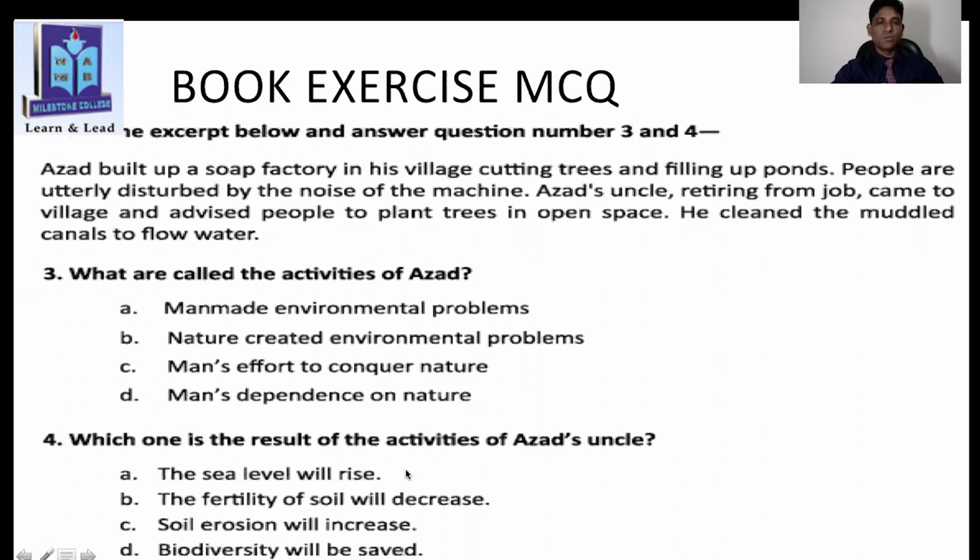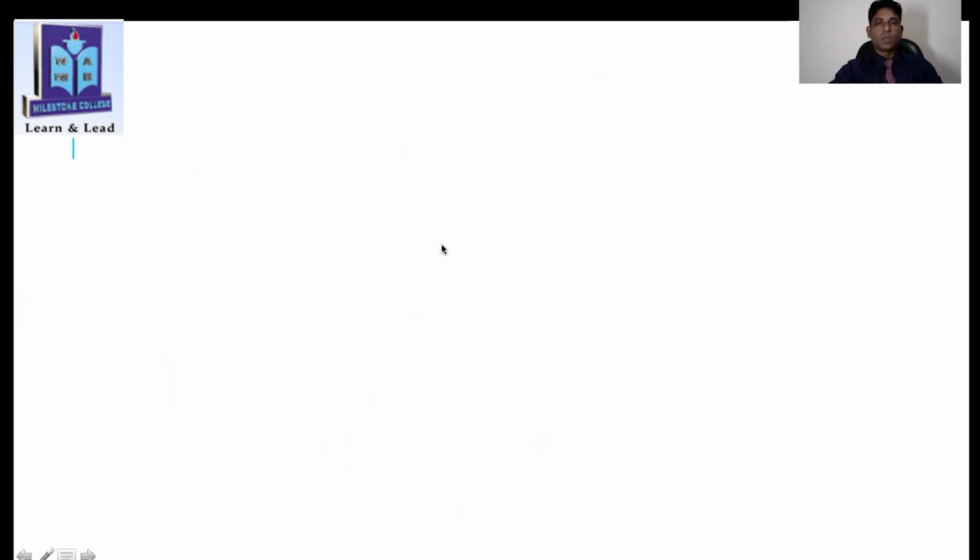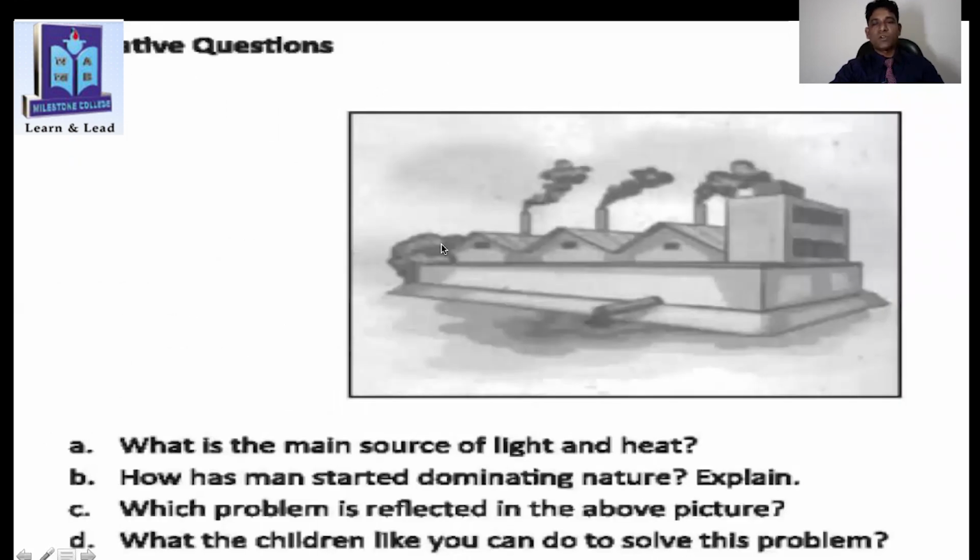The sea level will rise, the fertility of soil will decrease, soil erosion will increase, biodiversity will be saved. Yes, the answer will be D here, right? So you have to mark it. Thank you very much. Now students, time for creative question.